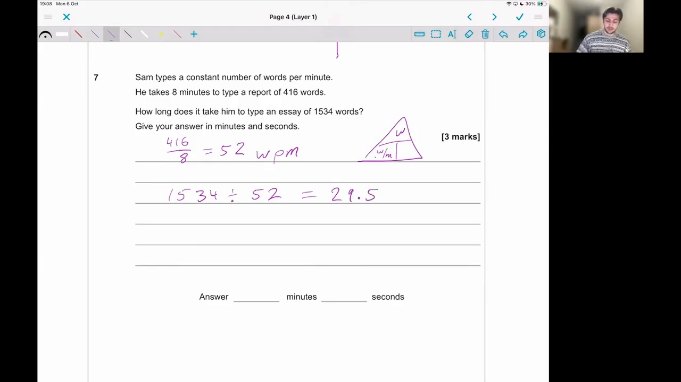29.5. And now we're asked to give it in minutes and seconds. We've worked this out in minutes. So what's 29.5 minutes in minutes and seconds? Well, it's 29 minutes and 30 seconds.